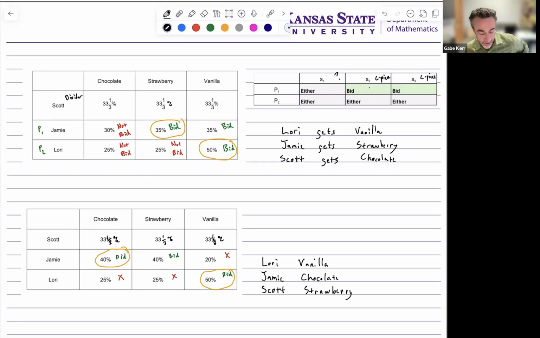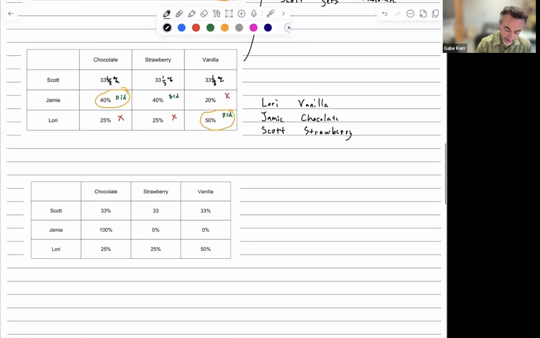Just because it's not completely determined doesn't mean that you can't get a fair division. So each of these are fair divisions. Each of these have to do with this type of scenario where one of the choosers bids on at least two of the shares. So this final case, again, these should be 33 and a third.